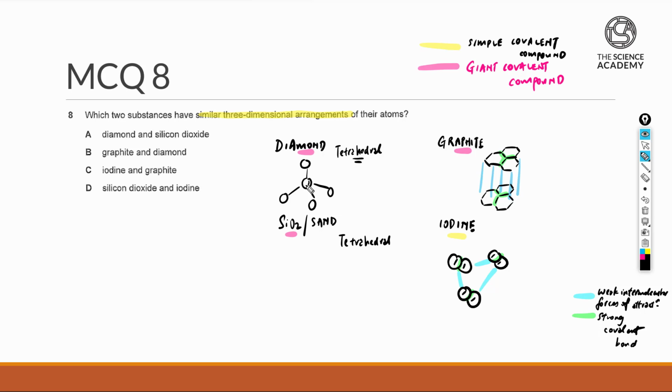Now, silicon dioxide, on the other hand, also consists of silicon attached to your oxygen in a similar manner as well, also in a tetrahedral configuration. Alright, so again, we should be saying that the similar three-dimensional arrangement will be for the case of diamond as well as silicon dioxide, which is otherwise known as sand. Okay, going again with the whole idea of its tetrahedral configuration.